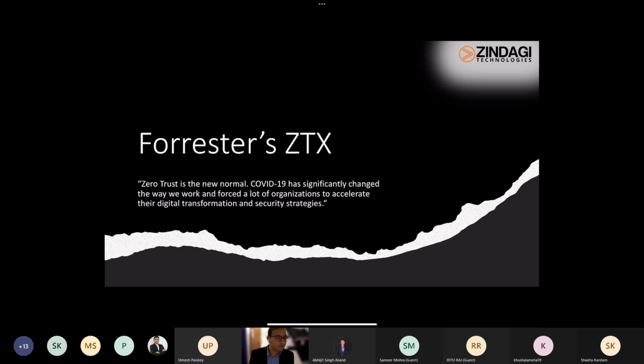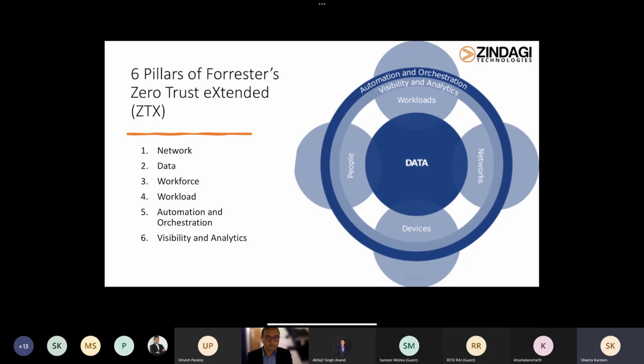Sir, identify what is, yeah. The slide needs to be changed. I think the screen is stuck on Forrester ZTX. Yeah, now it's visible. Oh yeah, I'm sorry. Thank you, Shweta.